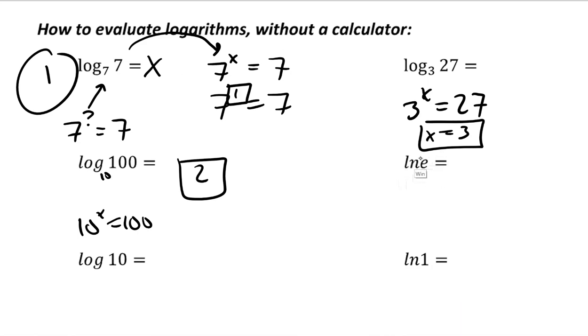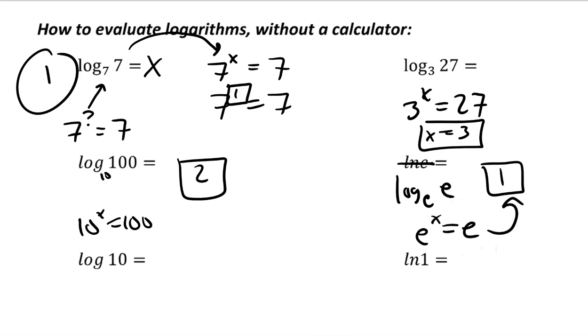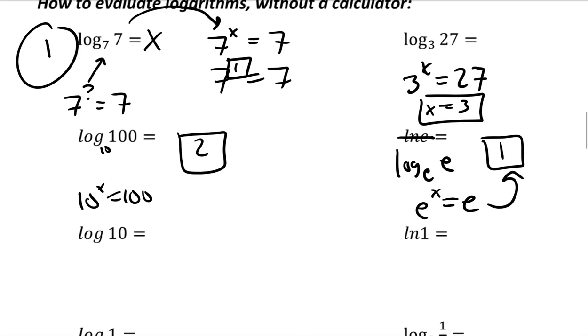Since natural log means log base e, that's asking you e to what power gives you e, and so that would be 1. Anything to the first power gives you the same thing. E to what power gives you e. So as soon as you kind of understand what question you're supposed to be asking yourself, you don't really have to write down much besides the answer on these.